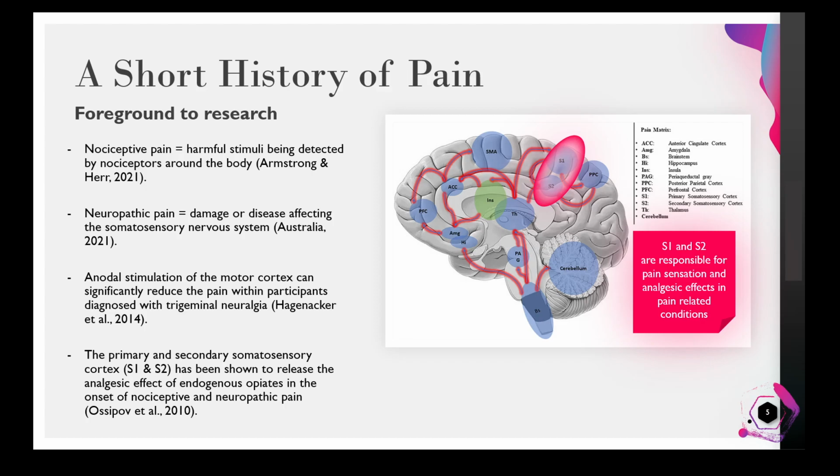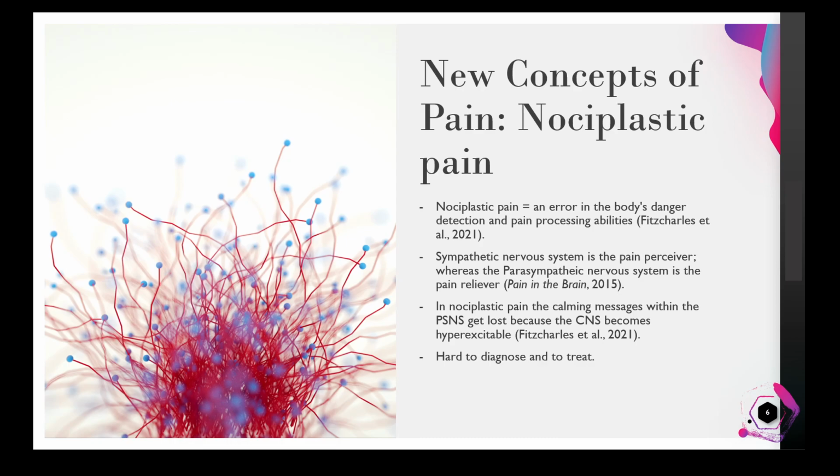The reasoning behind why this works is because tDCS can inhibit or excite the motor cortex, which is one of the main areas of the brain that contain a number of networks that are responsible for the interpretation and the alleviation of neuropathic pain. However, experts now recognize a new category of pain caused not by tissue damage or agitated nerves, but by an error in the body's danger detection and pain processing abilities, which is now known as nociplastic pain.